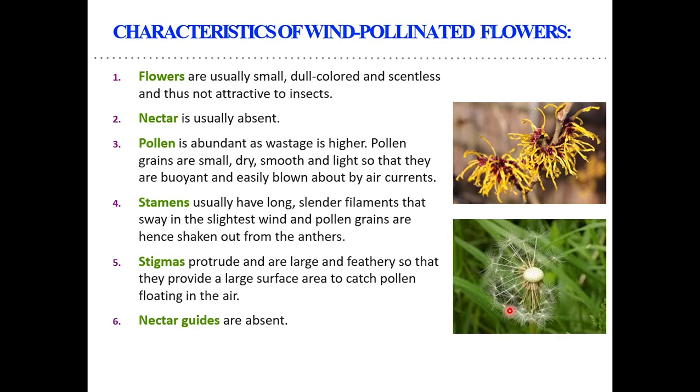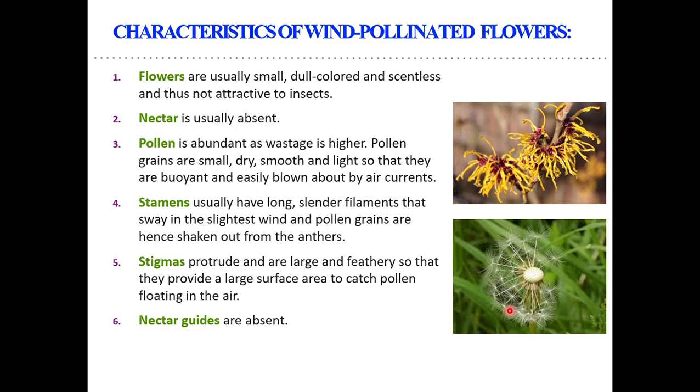For the characteristics of wind-pollinated flowers, these flowers are pollinated by wind. So the flowers are usually small, dull-colored and scentless. This is because they do not need to attract insects. The nectar is usually absent also because it does not involve a biotic agent. Pollen is abundant because wastage is higher. So in the process of wind pollination, more pollen is wasted.